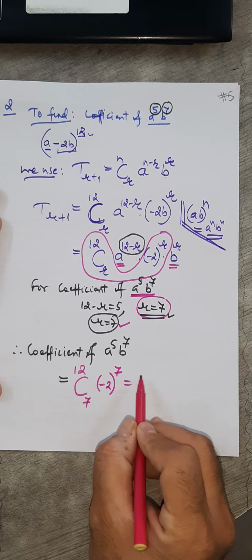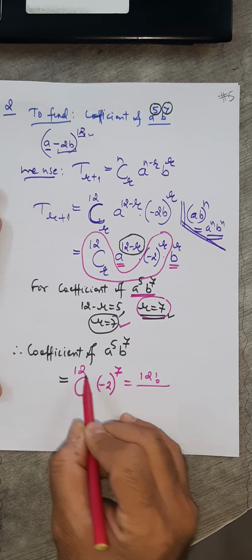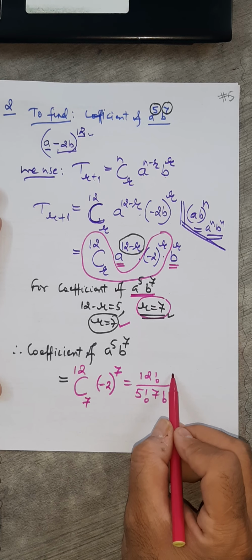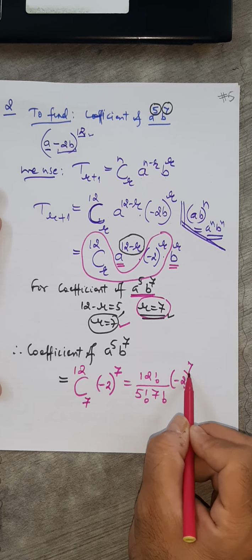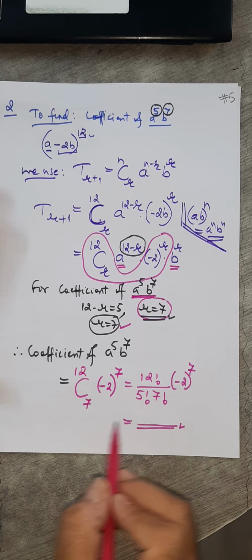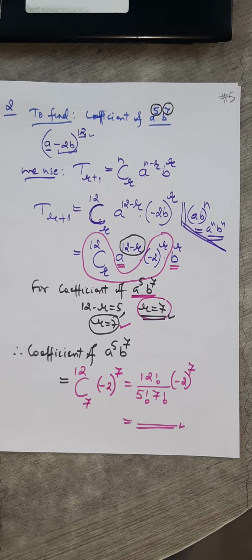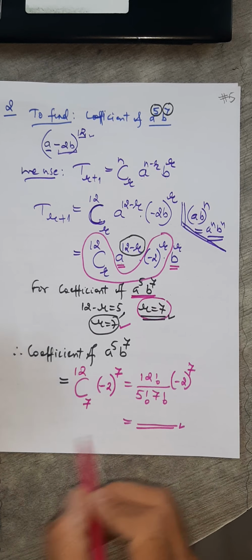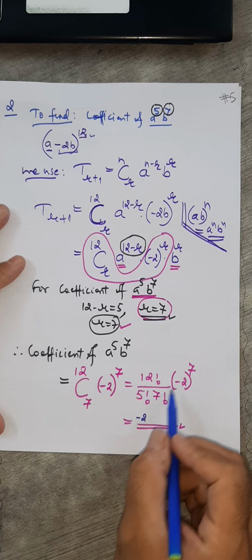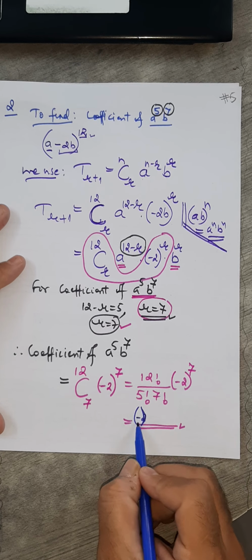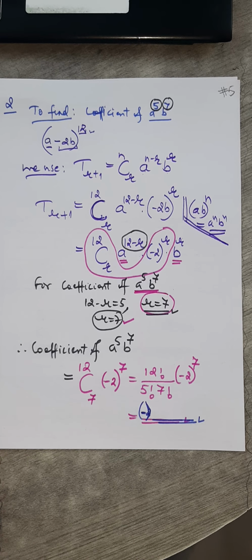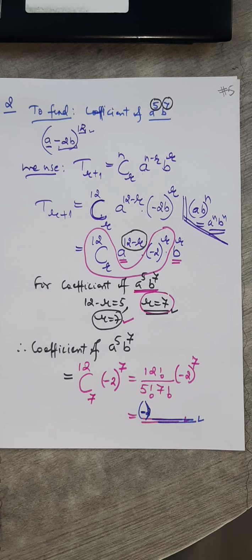How do we simplify 12C7? 12 factorial upon 12 minus 7, which is 5 factorial, into 7 factorial. This is minus 2 raised to 7. That you can simplify. So simplify this. I leave it to you. You write 12 factorial till 7 factorial, remember. I'm sure now you can do this. Okay, your final answer will be negative because you have minus 2 raised to 7, remember. So your final answer will be negative, and just get the answer. Not a big task for you to simplify this. Fine? Okay.